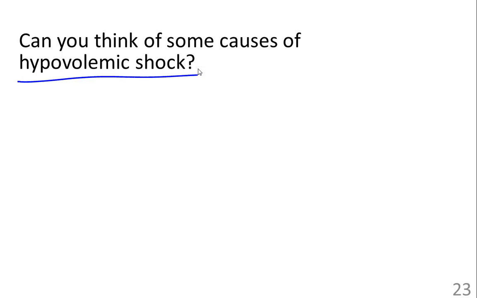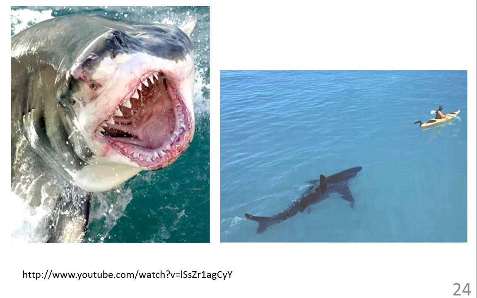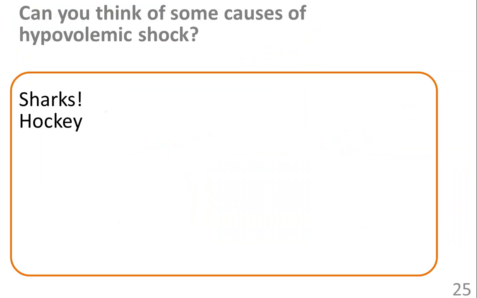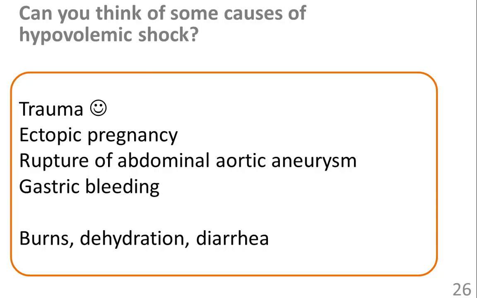Can you think of some causes of hypovolemic shock? Again, I'm sort of focusing on that because it seemed most closely related to trauma. Hypovolemic shock is, of course, caused by shark attacks. The shark bites this person, and they bleed all their blood. And also I know from year one, we talked a lot about the hockey player who got his common carotid slit. Of course, those would both cause hypovolemic shock.